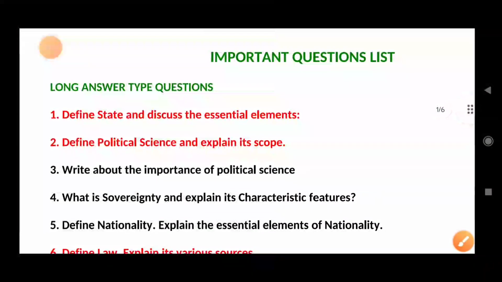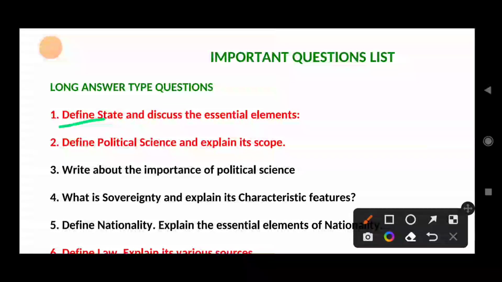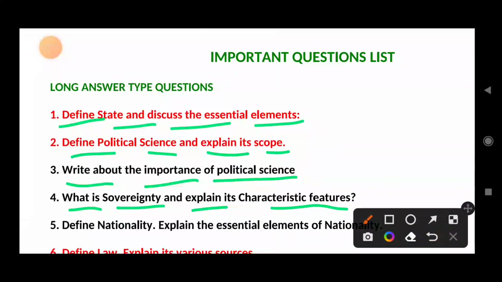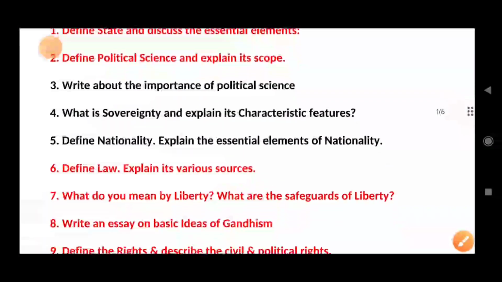So let us see the long questions. Define state, discuss the essential elements of state. Define political science, explain its scope. These are most important questions relating to first unit. Write about importance of political science. What is sovereignty? Explain the characteristic features. This may even be asked in the short question.